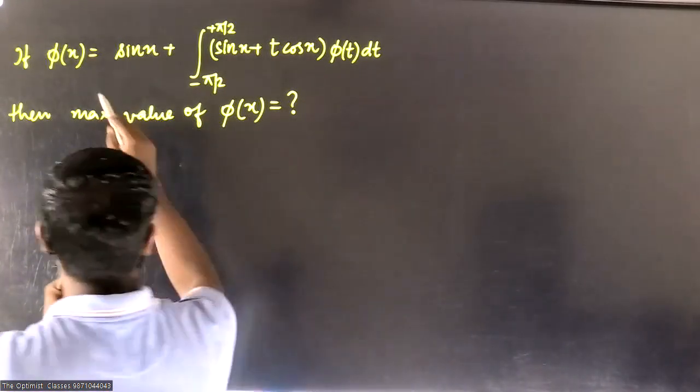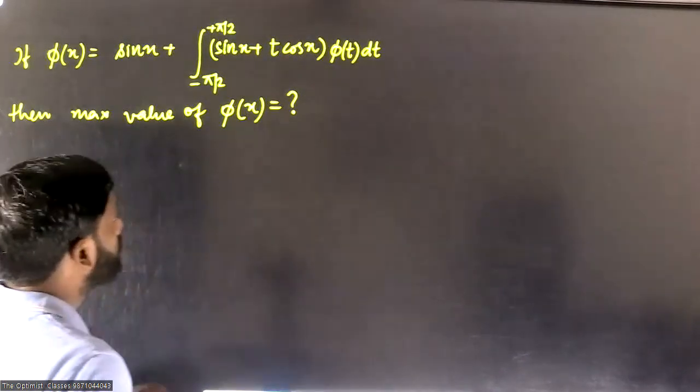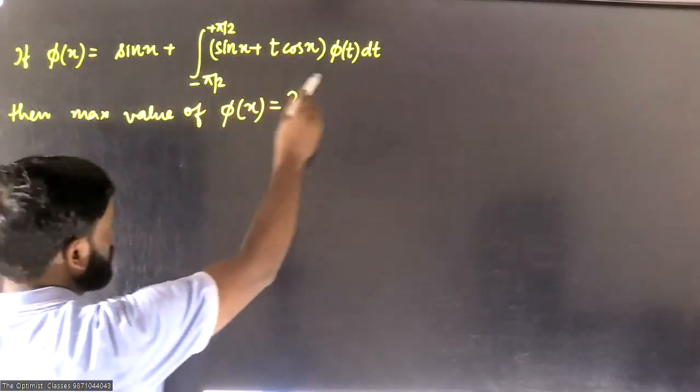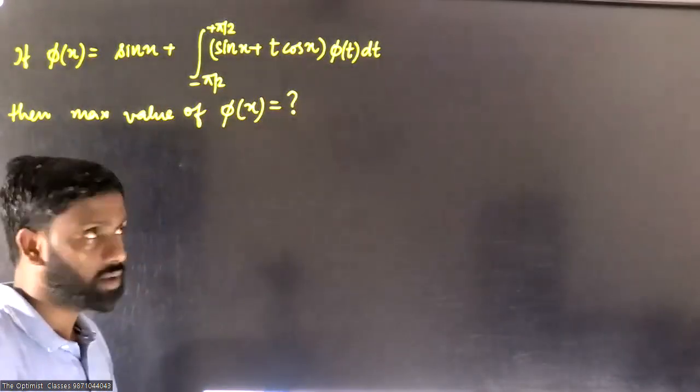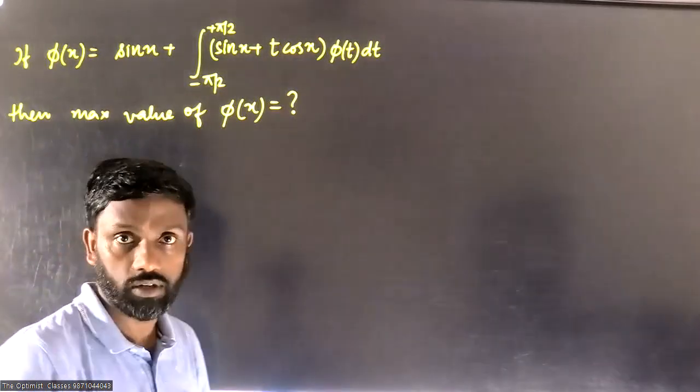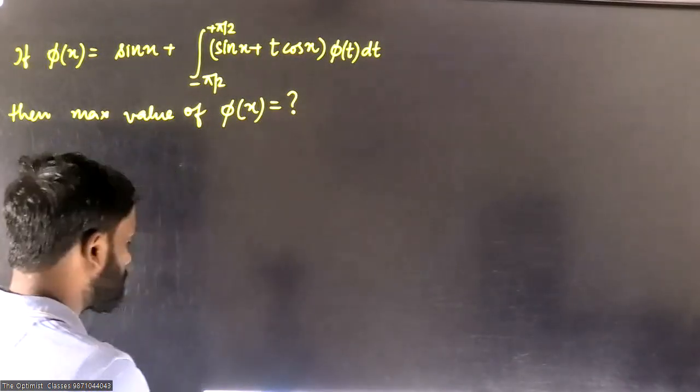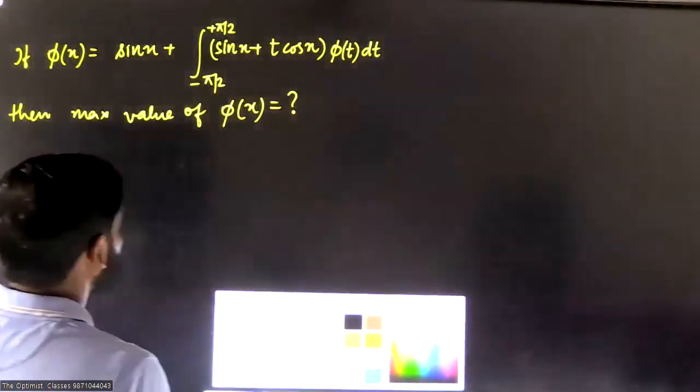So this function is written in a somewhat tricky manner. You see, the function is present here. It is also present here. Okay. So this type of equation is called a self-consistent equation. Okay. So let's see how it goes.